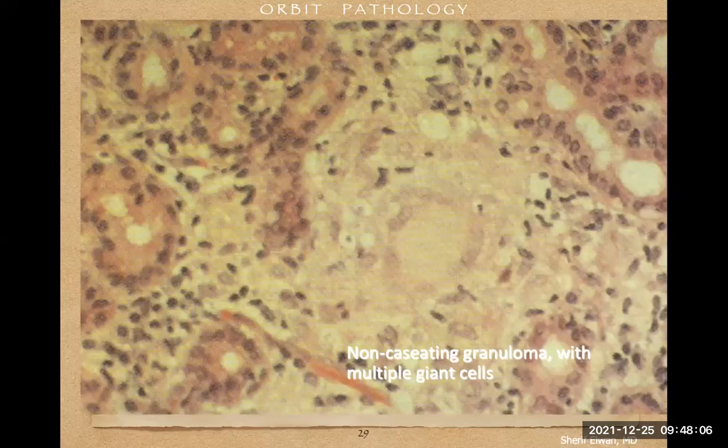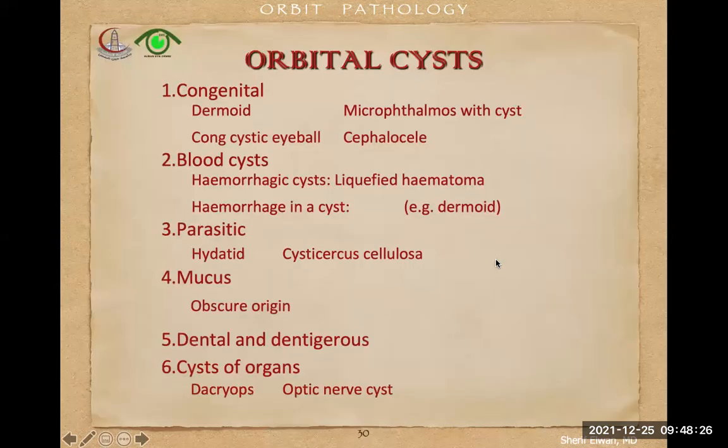Under the microscope, we have no caseation. We have multiple multinucleated giant cells. This is the giant cell with multiple nuclei and vacuolation in the center. Another multinucleated giant cell, but no caseation.